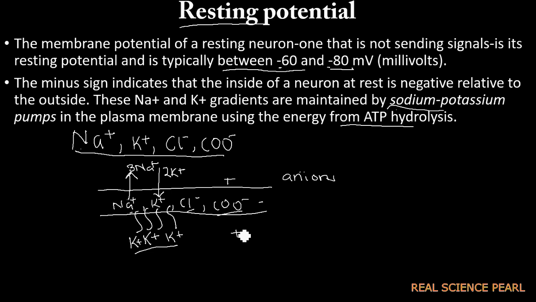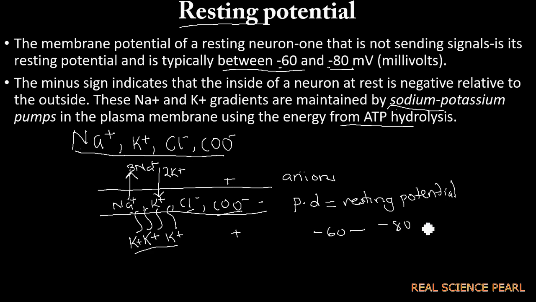Now this is going to set up what we call an electrochemical gradient, meaning we have an unequal distribution of chemicals and the charges are not the same on either side, that is inside and outside. Now that electrochemical gradient that is going to be set up across the neuron at rest is going to be what we call the potential difference, which we are regarding as the resting potential. Now this resting potential is known to be about -60 to -80 millivolts.